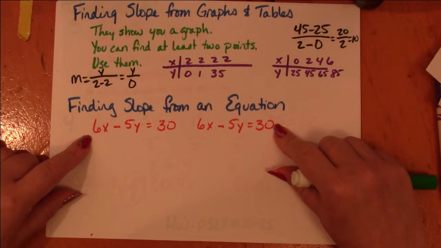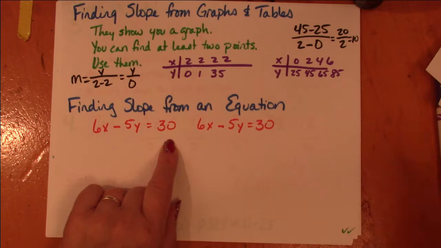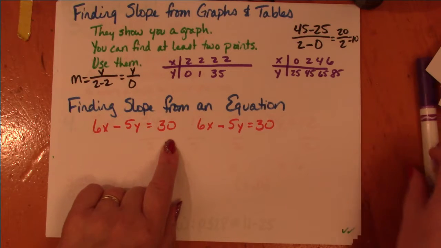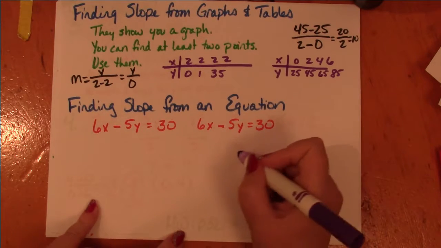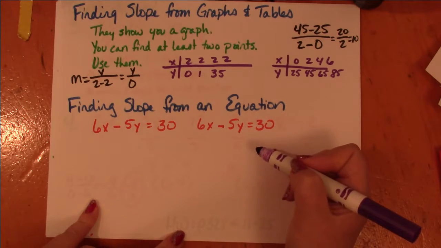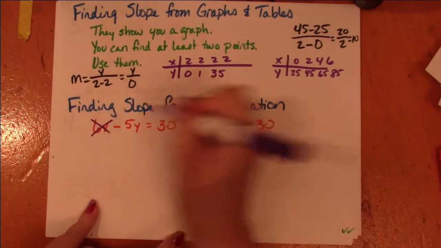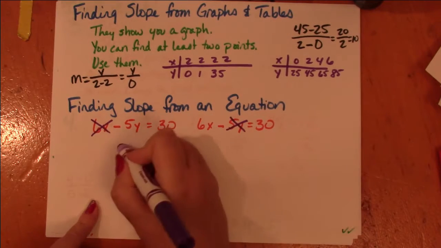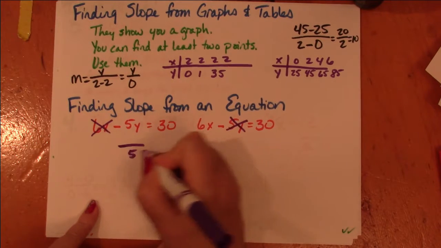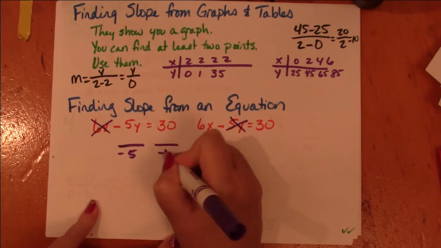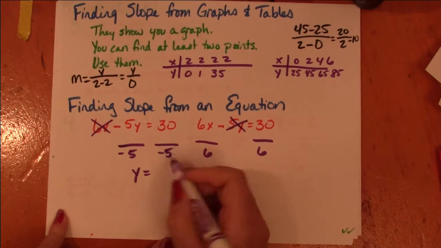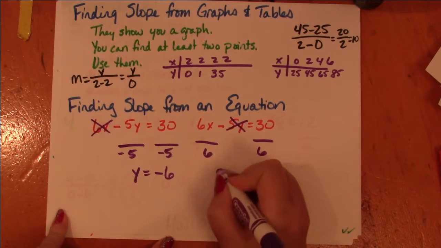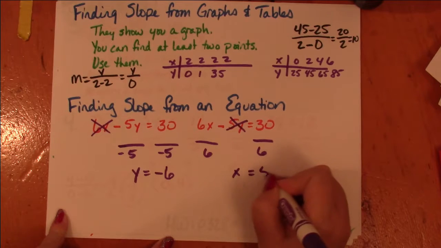The next thing they're asking us to do is find a slope from an equation. So it gives us an equation in standard form, and it asks us to solve for the slope. Now we know how to find the x-intercept and the y-intercept, and that's going to give us 2 points. So we're going to count, this is 0 here and this is 0 here, and so we're going to divide each side by negative 5 and divide each of these sides by 6. So here y equals negative 6 and here x equals 5.